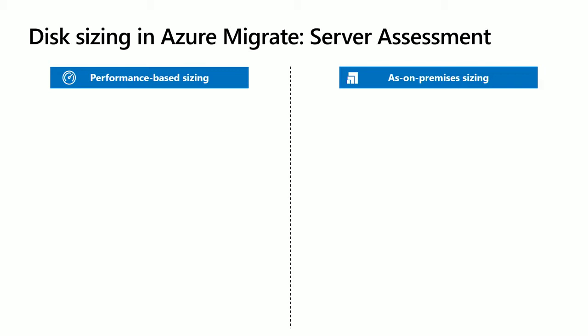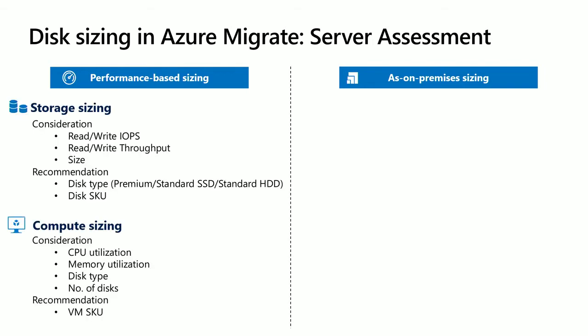The other sizing, the second option that we have, is as on-prem sizing. If you do not want to do a performance-based sizing, you can always do an as-is sizing where we will not look at your performance data and recommend the VM SKUs. So let's start with the performance-based sizing option.